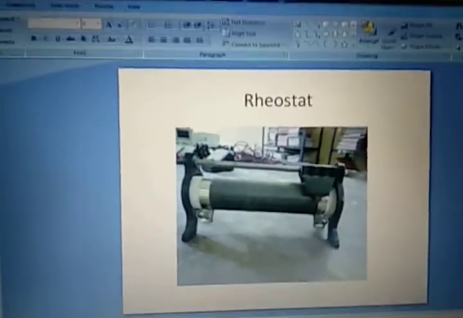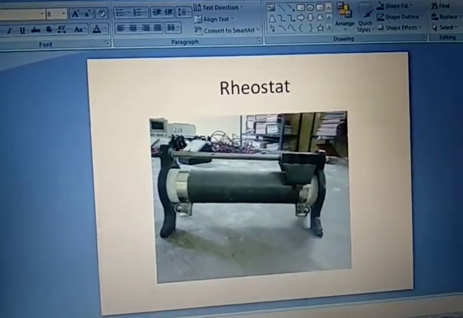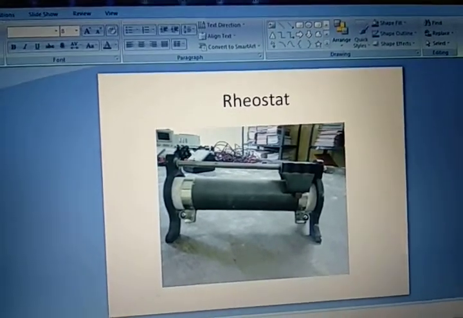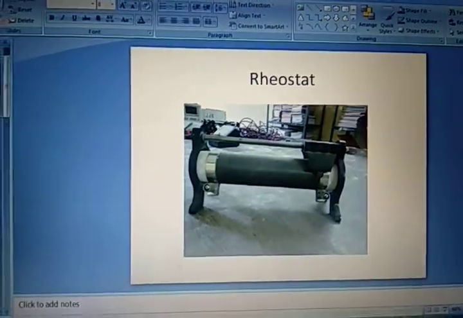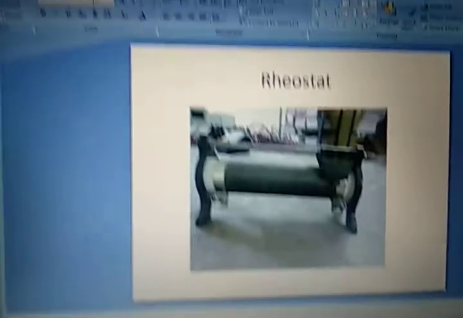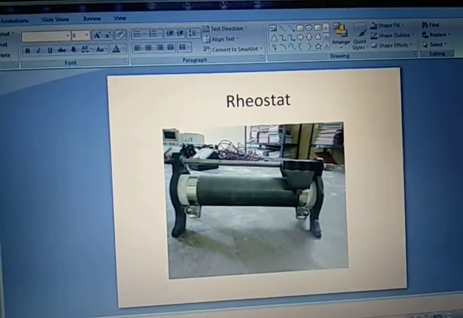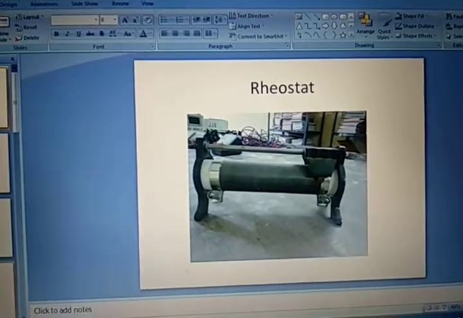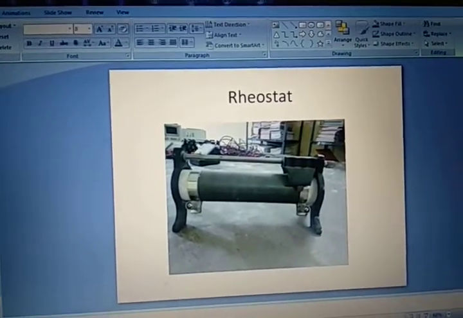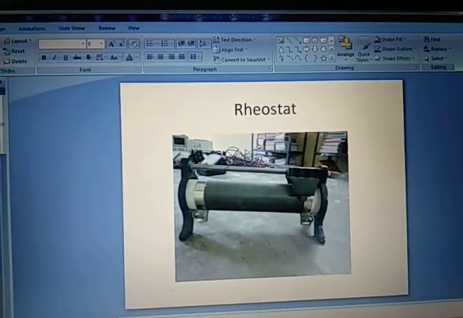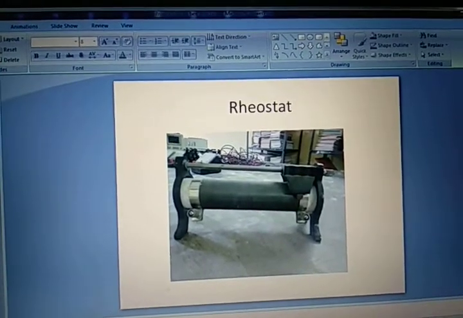Our next one is the rheostat. A rheostat is not actually a measuring device. It is a device which is used in our practicals related to electrical engineering. We all have heard about resistance. Resistance is the capacity of the electrical wire to oppose the flow of electrical current. The element having this property is called a resistor.